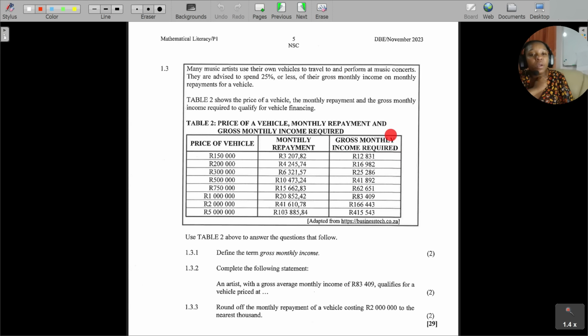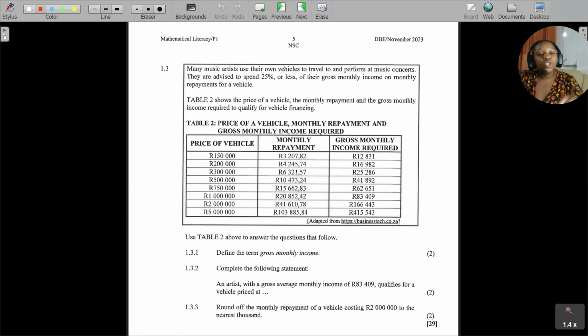What's very important when it comes to finance is understanding the difference between gross monthly income, or gross salary, and net salary. A gross salary is the salary that you get before any deductions are made, before they deduct tax, pension, or UIF. That is your gross salary.